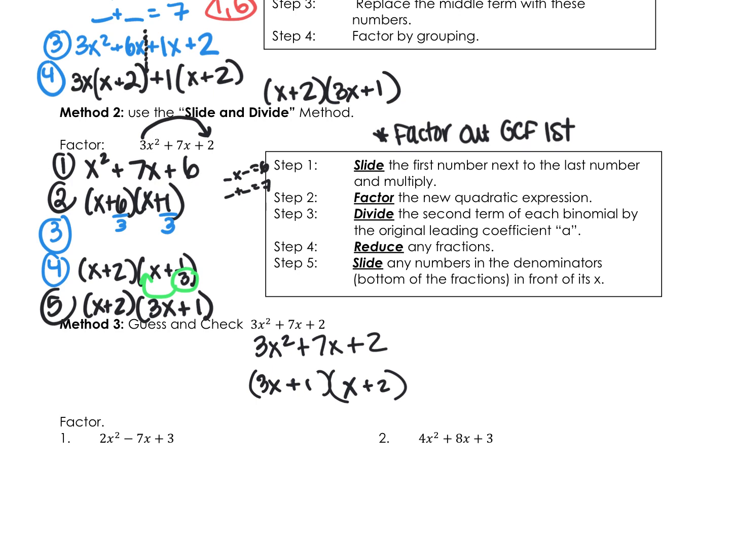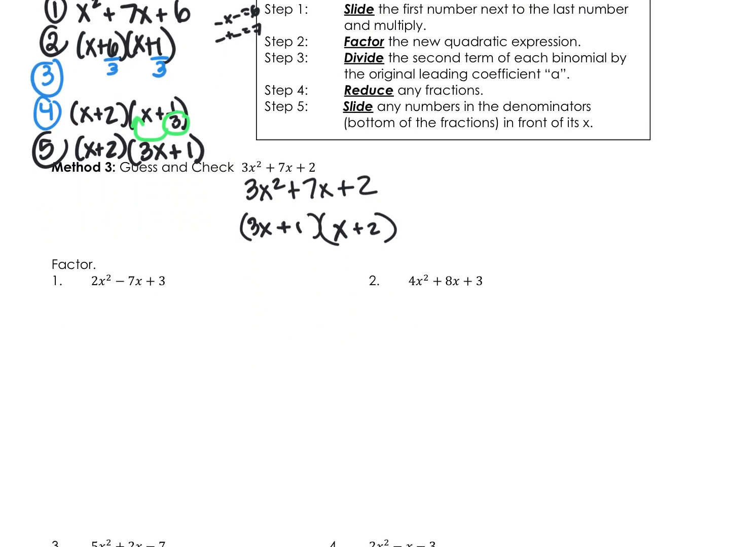Okay, so now let's do a couple practice together. I'm going to use method 1 for each of these. If you want to try slide and divide or guess and check, feel free, but I'm going to use method 1 because that's what I'm going to stick to in the classroom. So for method 1, we start by multiplying 3 and 2 together. Since there's a 2 in the front, we've got to multiply it by 3. So we're going to do 2 times 3, which is 6.